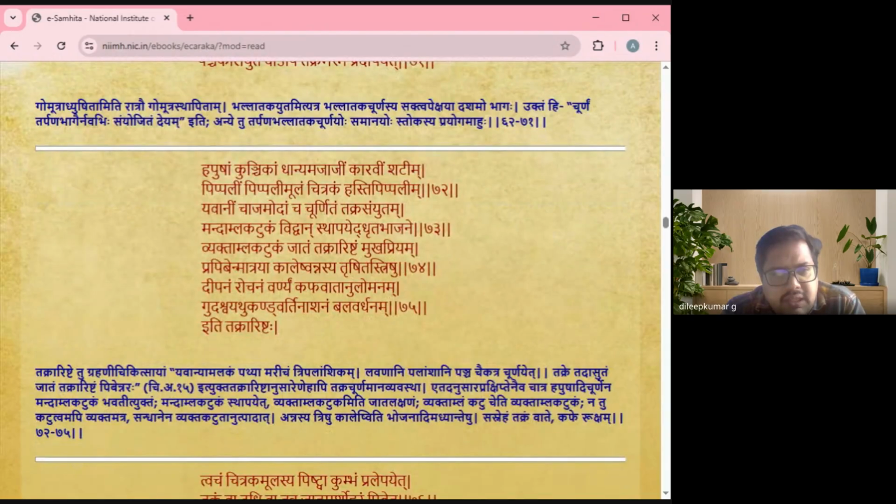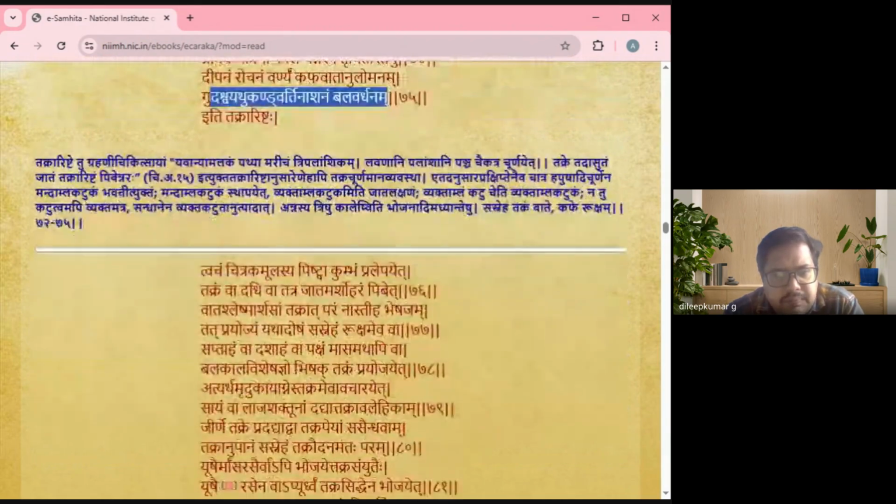One of the yogas is Takrarishta. It is for Shushka Arshas, non-bleeding piles. It is Deepanam, Rochanam, Varnyam, Kaphavatanulomanam, Guda Shvayatu Kandu Artinashanam, Balavardhanam. So this is Takrarishta, mainly for Kaphavataja Arshas.